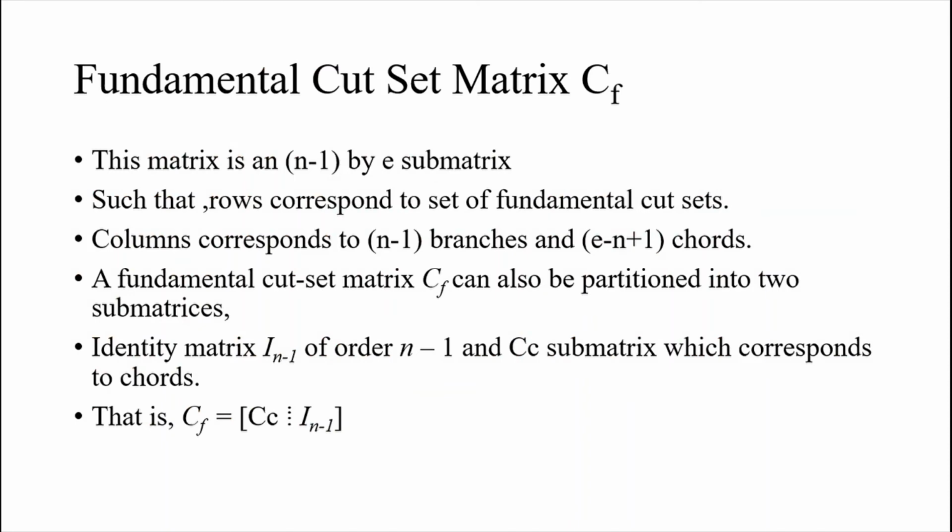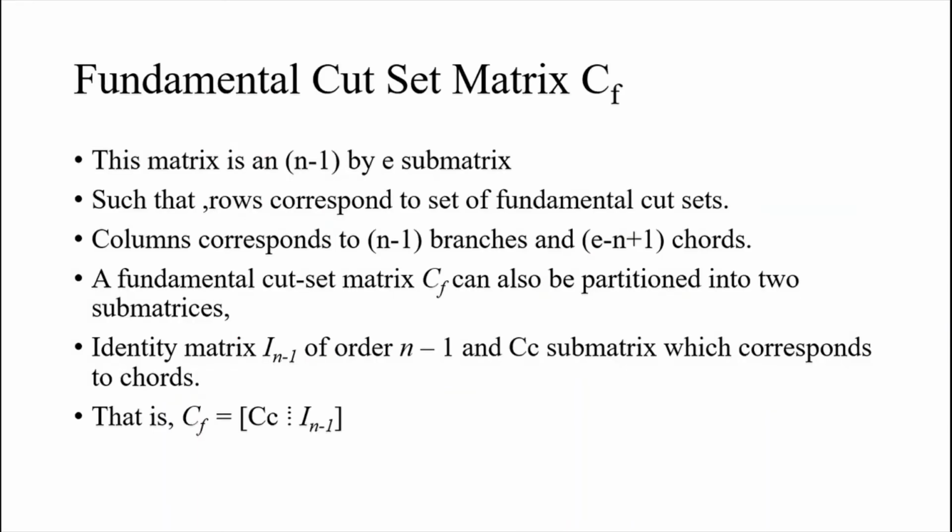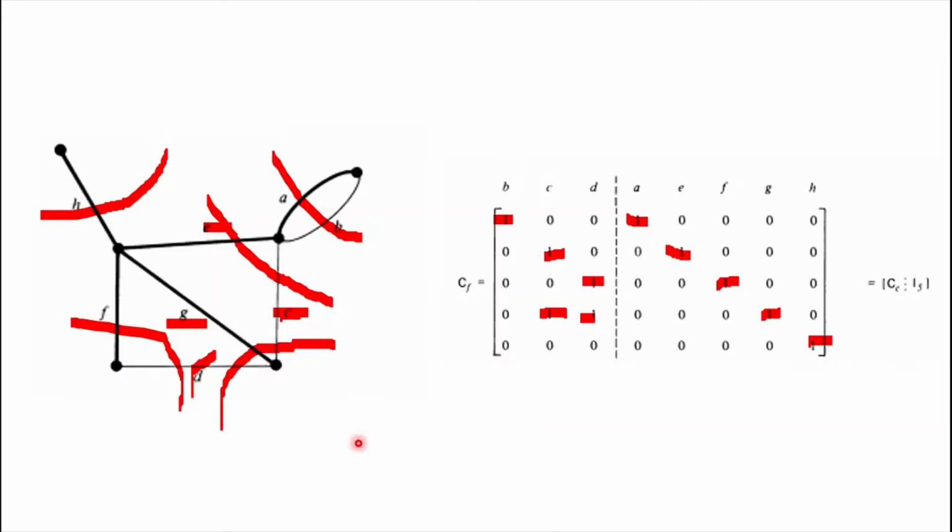So rows correspond to the set of fundamental cut sets. These are the rows. I've explained how we got the rows, and the second point I've also explained. The cut set matrix is basically partitioned into two submatrices, CC, which corresponds to the chords, and I n minus 1. This one is for the chords and this one is for the branches. So CC represents the chords; B, C, D are the chords. That's how we got the submatrix CC.